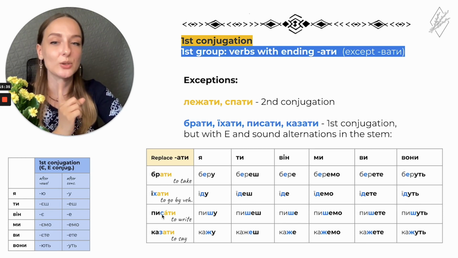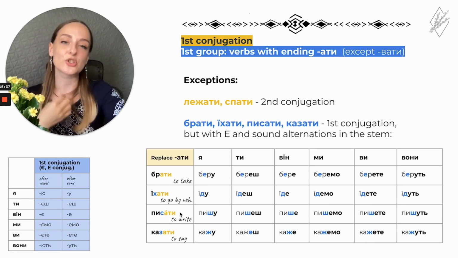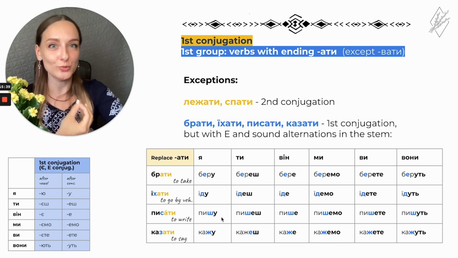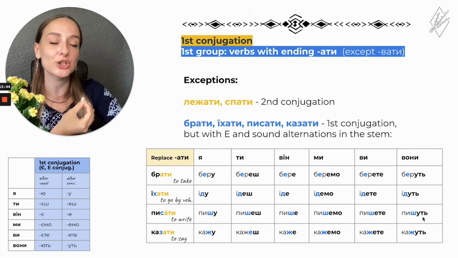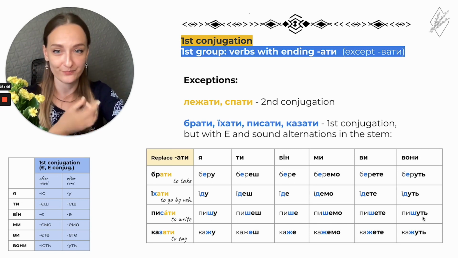For писати, we replace letter S with sh. Я пишу, ти пишеш, він пише, ми пишемо, ви пишете, вони пишуть.